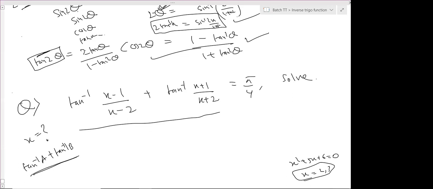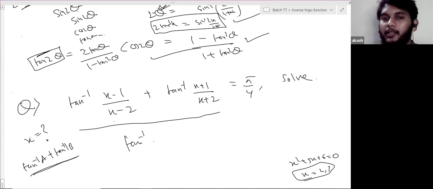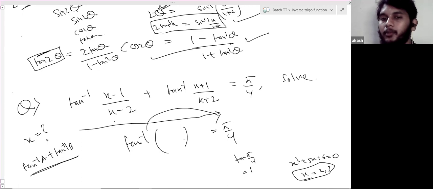Just put the value tan inverse A plus tan inverse B. Then you will get tan inverse something equals to pi by 4. So this tan, if it goes to the right side, you will get tan of pi by 4, which is 1. So this x quantity will be equal to 1. Now this becomes a simple mathematical question which you can solve. All right.